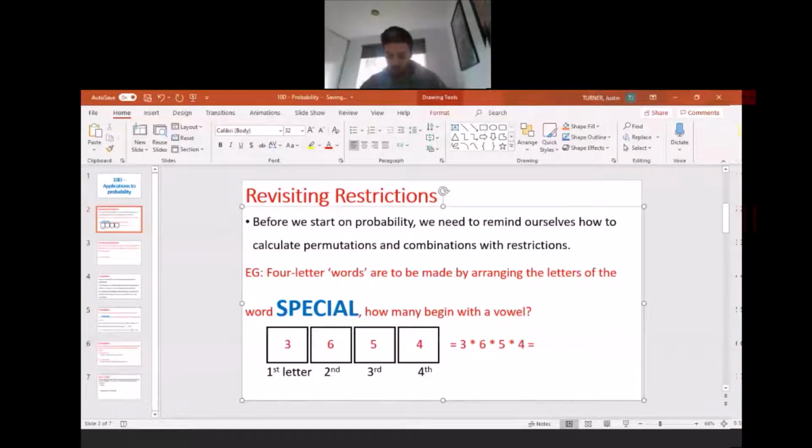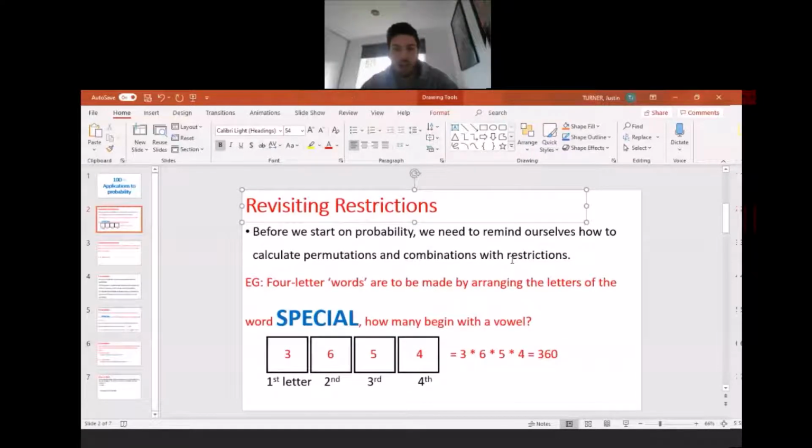So I'll whack that in the calculator. So there are 360 different combinations of 4-letter words using the letters from special that start with a vowel. So that's just an example about restrictions. That one's not too tricky.